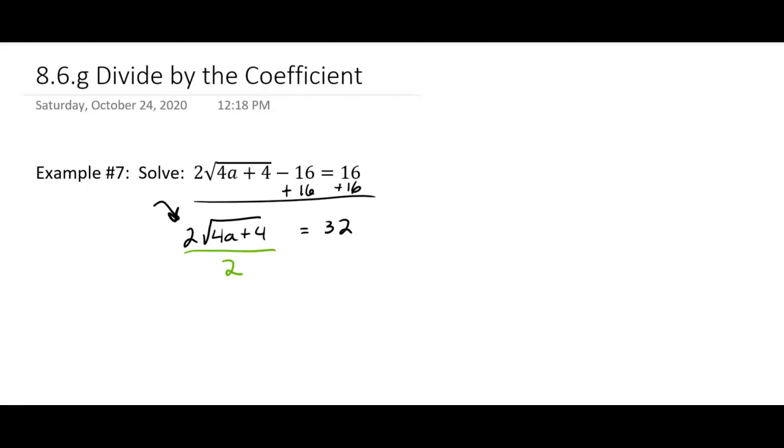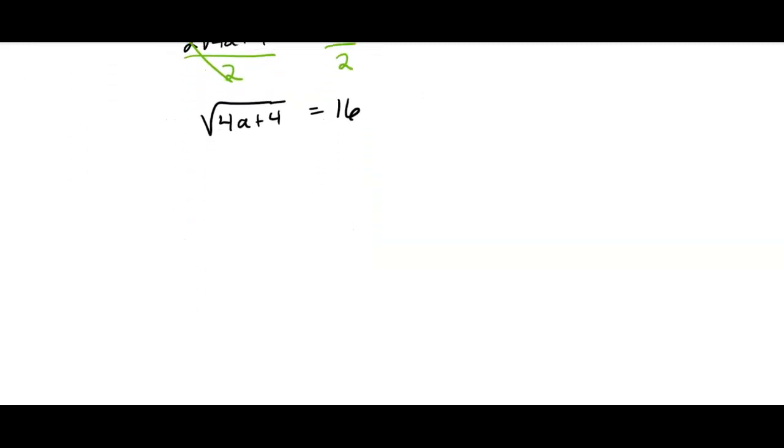So if I divide by 2, then it'll be out of my way. And I'll just have the radical, 4a plus 4, and it's going to equal 16. You're allowed to divide by a real number on both sides as long as it's not 0. Okay, now I have the radical completely isolated, and so I can raise both sides to the second power.